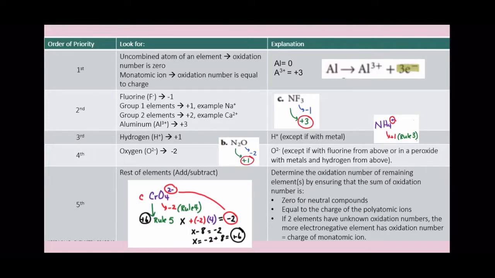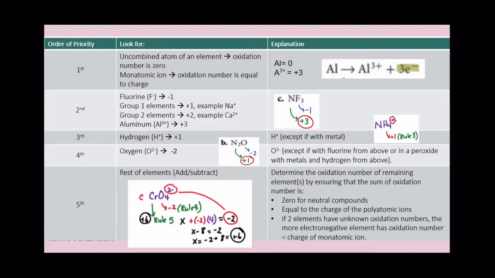Rule 2 states that fluorine always has a charge of -1. Group 1 elements have a charge of +1, for example, Na. Group 2 elements have a charge of +2, for example, Ca, and aluminum has a charge of +3. In the explanation, you can see that fluorine equals -1.